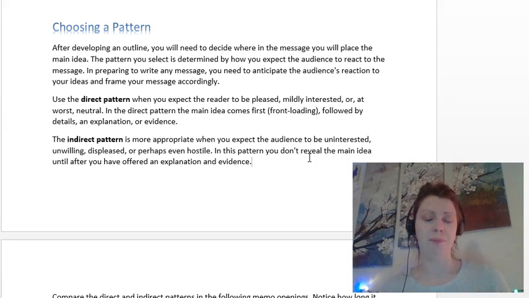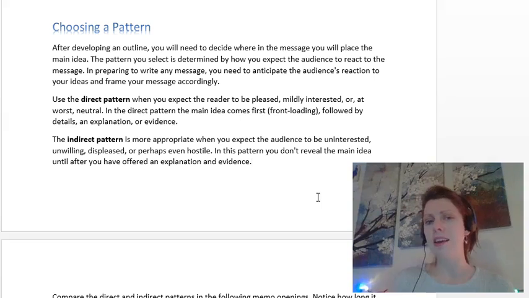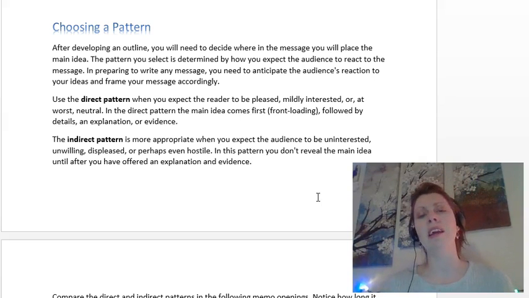In the indirect pattern, it's more appropriate when you expect the audience to be uninterested, unwilling, or displeased, or maybe even hostile about your message or the product or what you're talking about. So in this pattern, you don't really reveal the main idea until after you have offered your explanations and your evidence. So the main idea comes closer to the end in the indirect pattern.